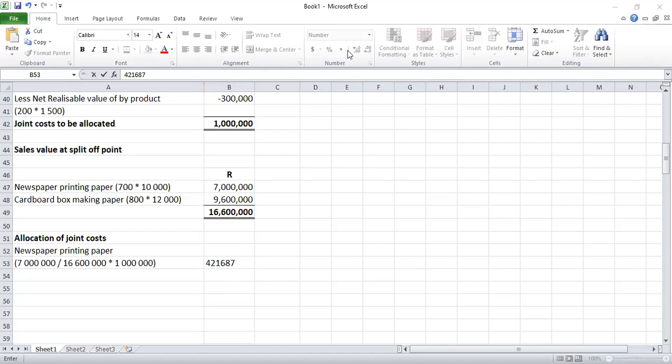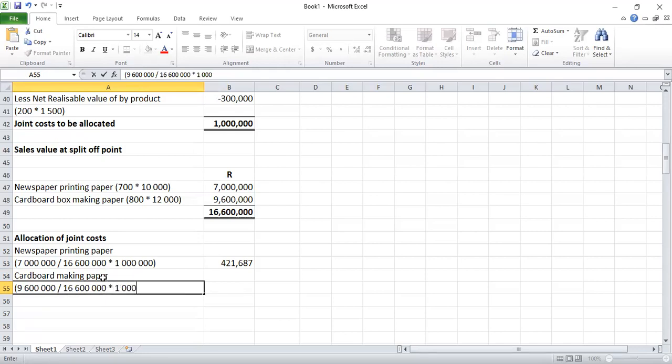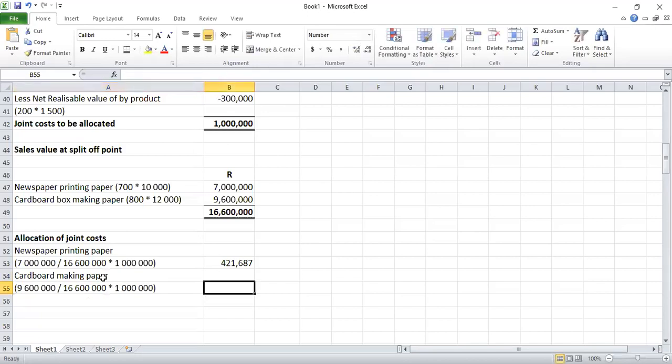Right. Thank you. Then we'll have our cardboard making paper. 9.6 divided by 16.6 multiplied by 1 million. Right. So that is 578,313.